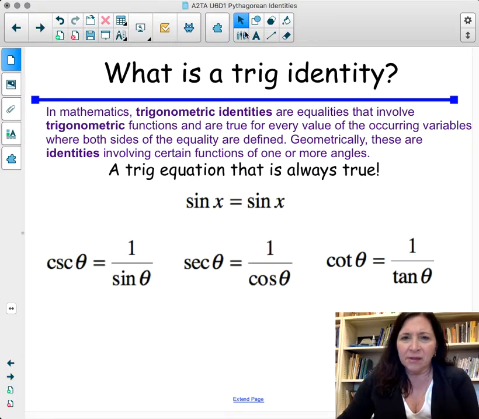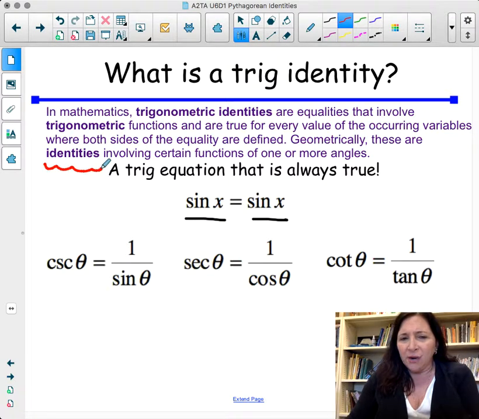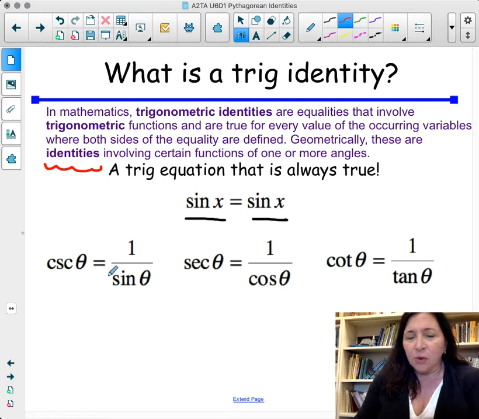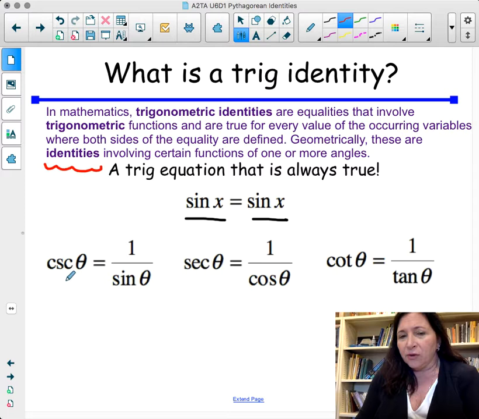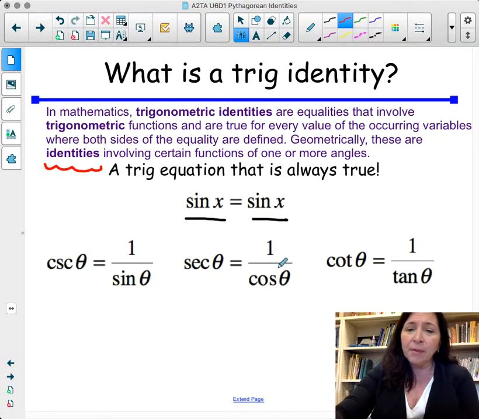What that basically means is that if you have an equation, the left side is always going to equal the right side. You can also use identities to simplify expressions as well. These three functions down here are all identities. They are reciprocal functions, something that we've already done, but we are going to be using our reciprocal functions within our identity chapter. So remember what those are.